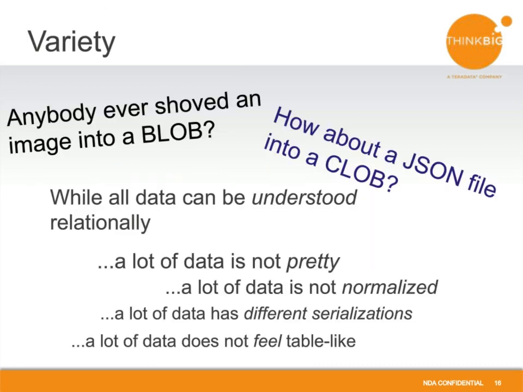So variety is so key because not everything can look like a table. If you try to shove an image into a blob or a JSON file into a CLOB, you can do it. You can do that in a relational table, but it's not efficiently processed, and it's really not well understood, and you're still going to have issues with being able to parse it out. A lot of data is pretty nice, but a lot of it's not normalized, and they have different serialization aspects of it. So variety is a really key aspect to this.